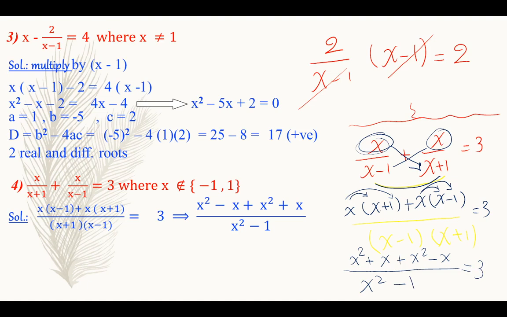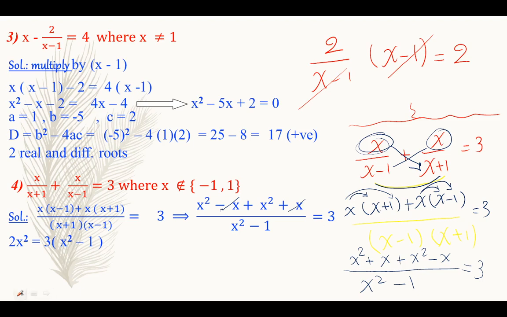So this is the answer here: x squared minus x, plus x squared plus x, over x squared minus 1. Here you have negative x and x. Negative x will cancel x. And x squared plus x squared will be 2x squared over x squared minus 1. Here x squared plus x squared equals 2x squared. 2x squared will be left over, and we are going to cross multiply.